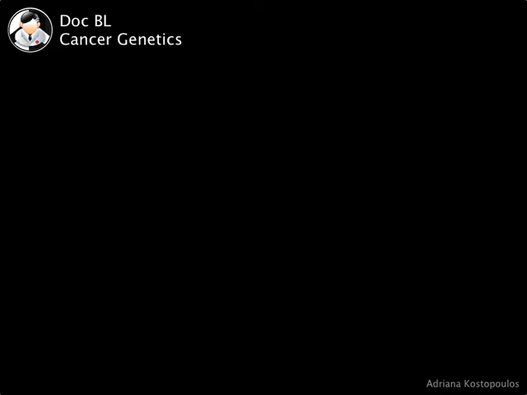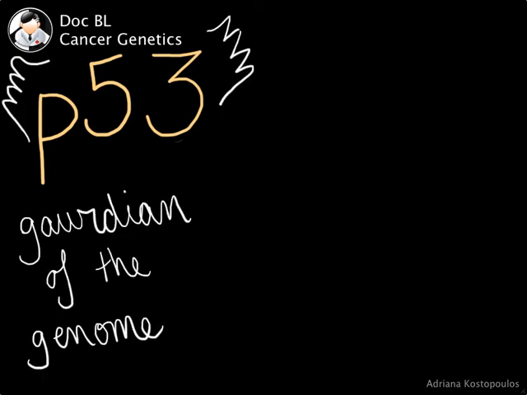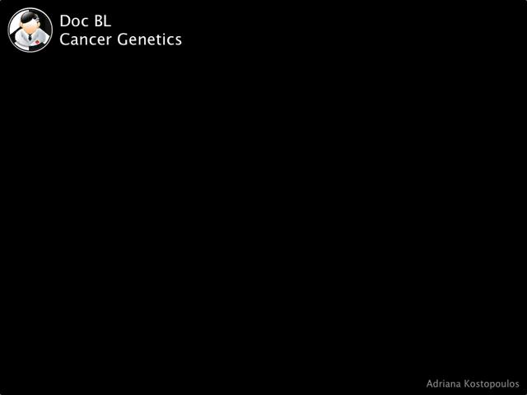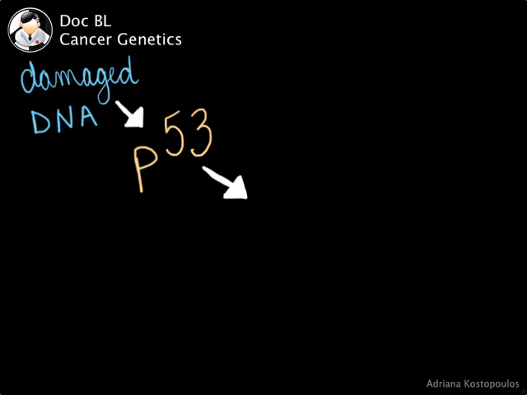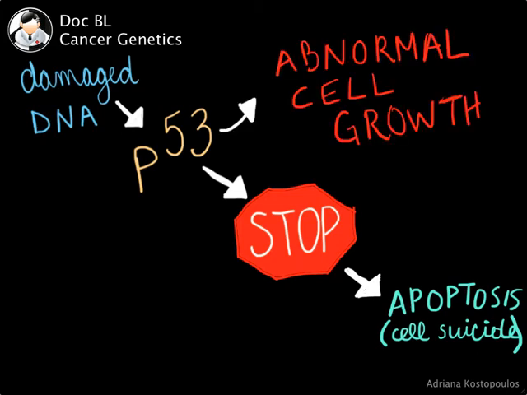A very common tumor suppressor gene is p53. It is also known as the guardian of the genome. p53 is a transcription factor, and when a cell is acting abnormally, it stops it. So if a cell has damaged DNA, p53 stops it and causes it to apoptose, which is cellular suicide. However, if p53 isn't working properly, that can lead to abnormal cell growth.